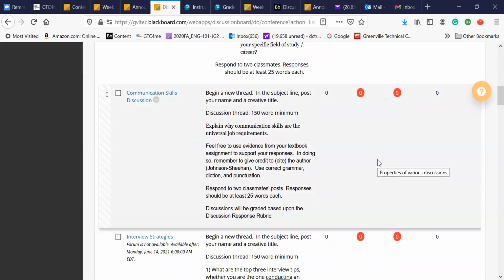If you do so, make sure you give credit with a citation to the authors of the textbook. And you can also refer to your own experience. So the basic idea here is that the statement is claiming that communication skills are essential for any career. You're unpacking that and trying to explain why that's the case.